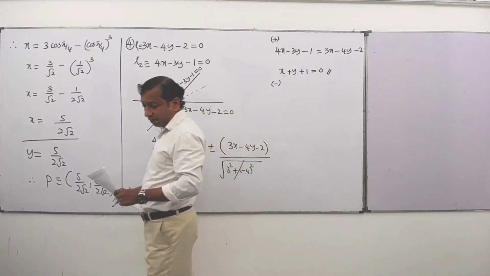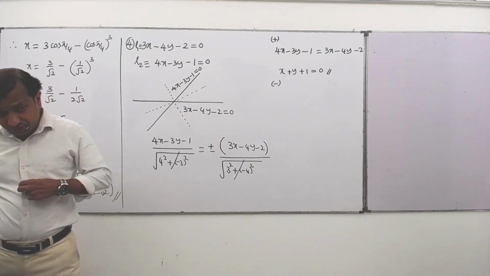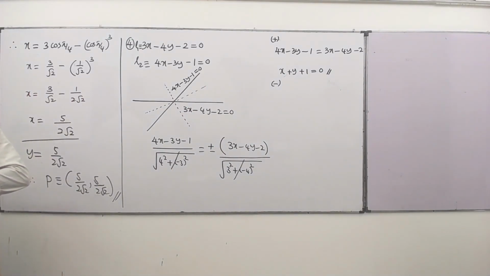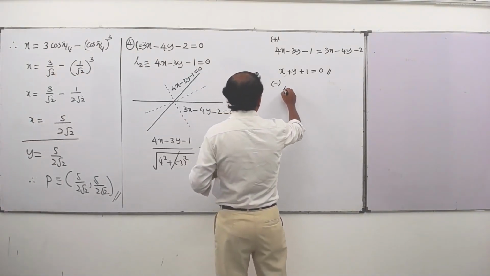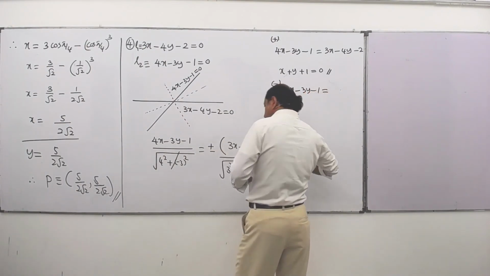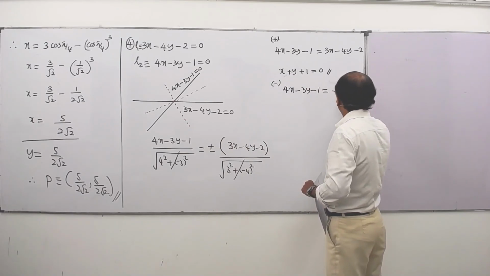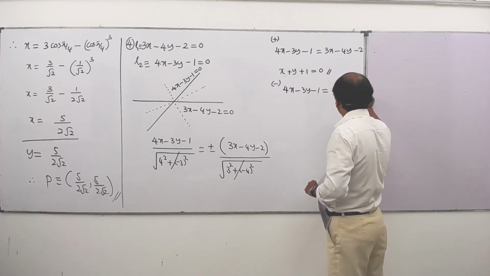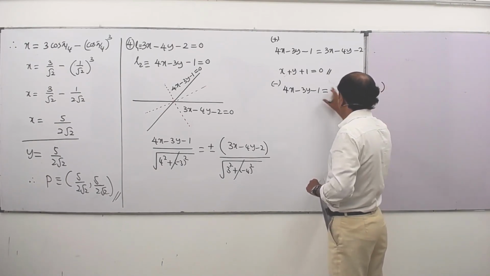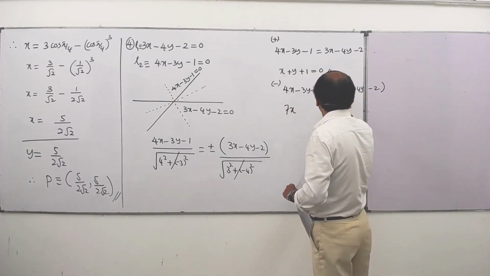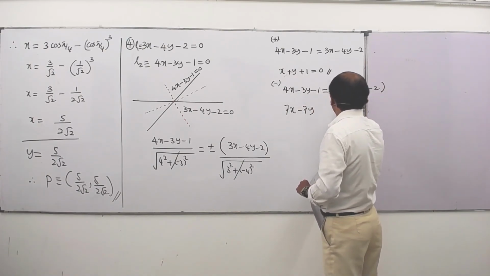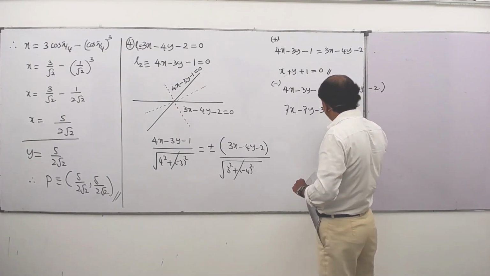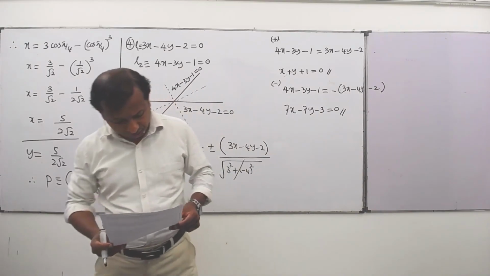Right. Take the minus sign. When you take the minus sign, we get the next equation. 4x minus 3y minus 1 is equal to minus 3x minus 4y minus 2, right? Take this side, 7x, 4y, minus 7y. Here, 2, take this side, minus 3, equals 0. They are the two equations of the bisectors.